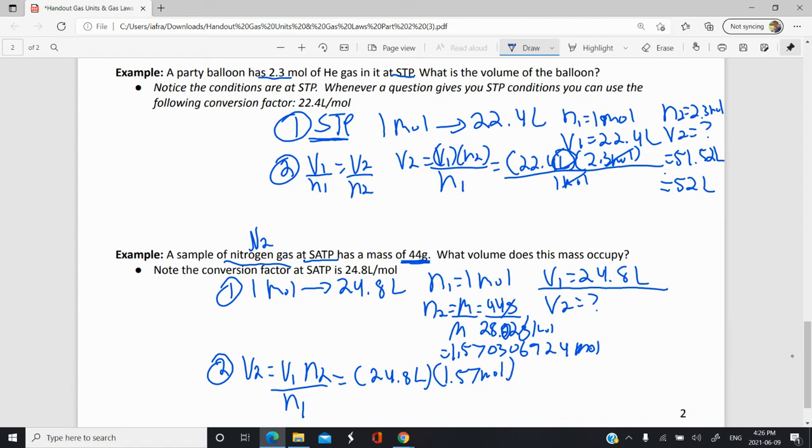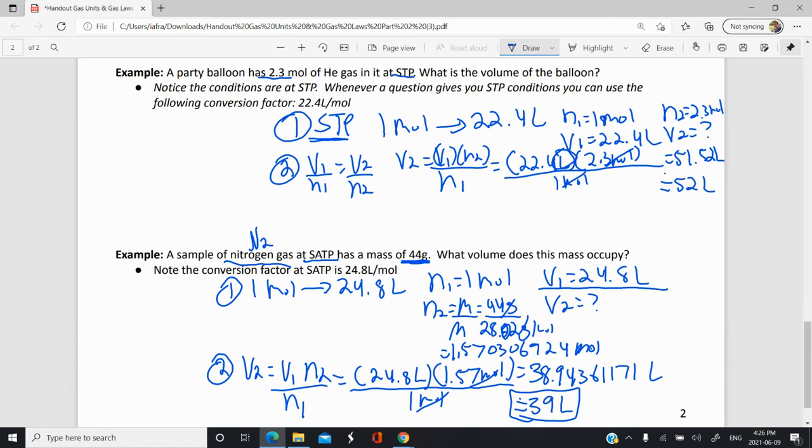And I have all the digits in my calculator. Divided by the N1, which was 1 mole. Cross out moles, and you're left with your liters. So times 24.8, and you get about 38.94361171 liters, which is approximately, to 2 sig figs, 39 liters.